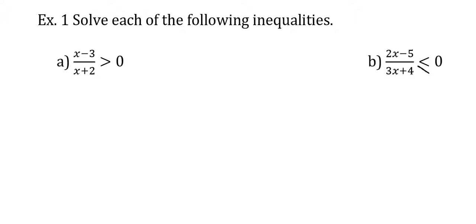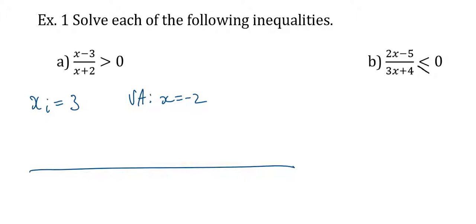So what are my x-intercepts? This is supposed to be the easy part. I've got an x-intercept of 3 and a vertical asymptote of x equals -2. Thank you. I hope we know how to do this. It's going to be pretty important for tomorrow. Okay, then we draw a number line.